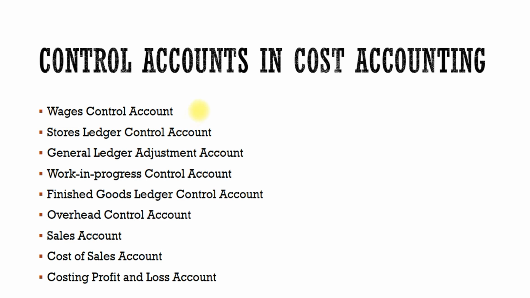So first we'll take a look at wages control account. All wages related transactions are dealt with in this account. It is normally debited with wages and credited with labor cost absorbed. Indirect wages are transferred to respective overhead accounts and direct wages are transferred to work in progress account. So this type of control account is for tracking the wages. There is an account called wages that is debited and there is an account called labor cost absorbed that is credited. So that is the difference.